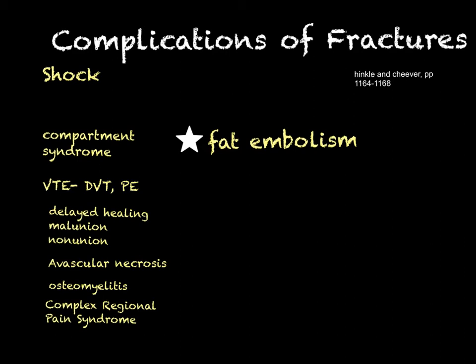But what happens, the bone breaks, and inside the bone marrow are fat globules, which are then released into the circulation and then embolized into various parts of the body. Typically, it can be the lungs, or it can be the brain. It can be a number of places.